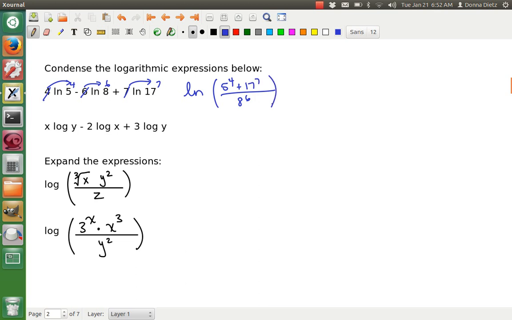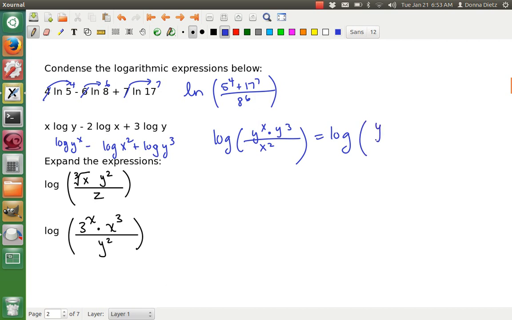Okay, just condensed everything. Log y to the x minus 2 log x squared. I'm rewriting it so that I do it correctly. Log y cubed. There we go. Okay, so this is just going to be log y to the x divided by x squared and then plus y cubed. I mean, you can combine these. You can say log y x plus 3 over x squared. This is an optional step.